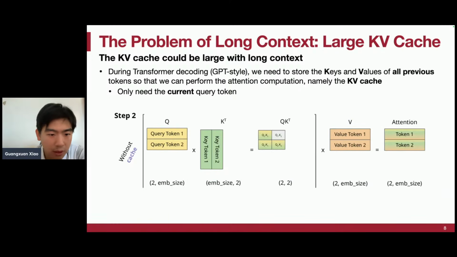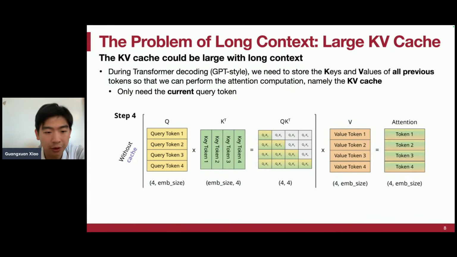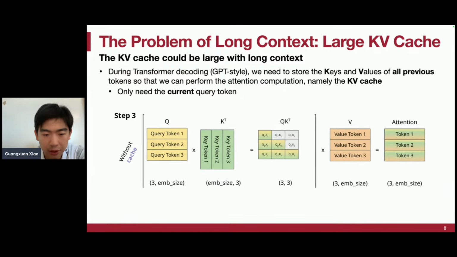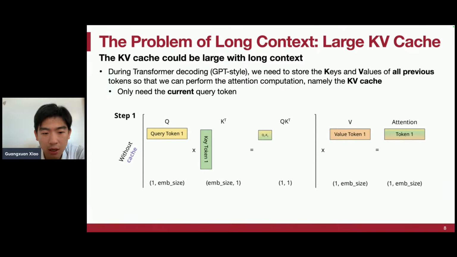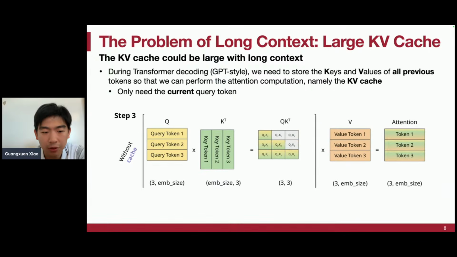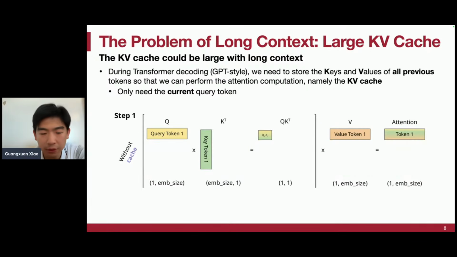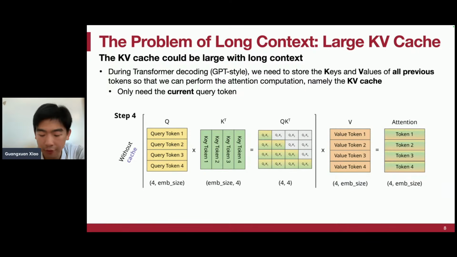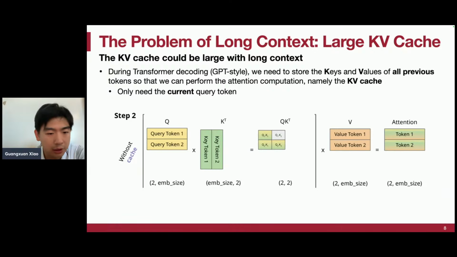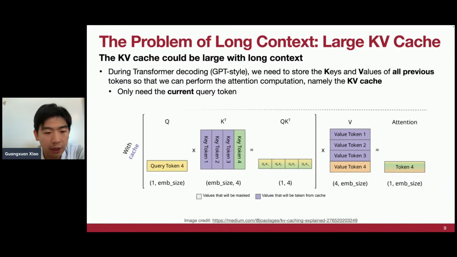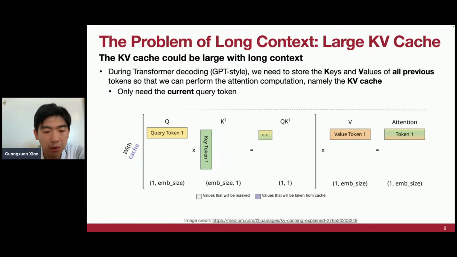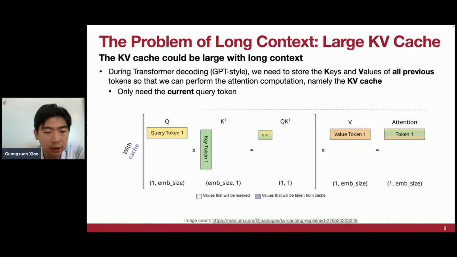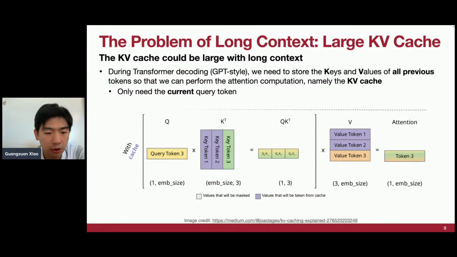Then here is a more animated illustration. If you don't do KV cache optimization, at each step you need to compute a quadratic Q multiplied by K matrix multiplication, which in total is n cubic complexity, which is not feasible in real world applications. And if you have KV cache, at each stage you only need to compute one row in the attention matrix, which means the overall complexity is n quadratic. So it's a huge saving.